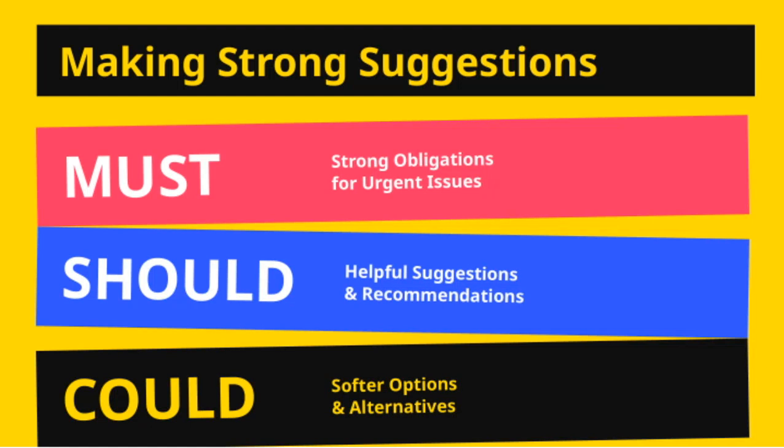Now, let's explore the different ways we can communicate levels of obligation and suggestion. On this slide, we see the terms softer options and alternatives. These are used when we want to offer helpful suggestions or recommendations without sounding too forceful. For instance, using could indicates that something is possible or optional, giving the listener room to consider it without pressure.